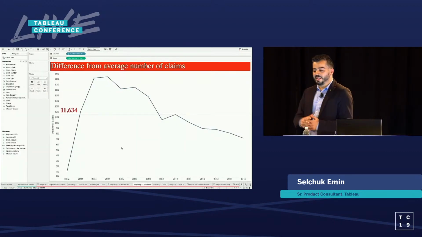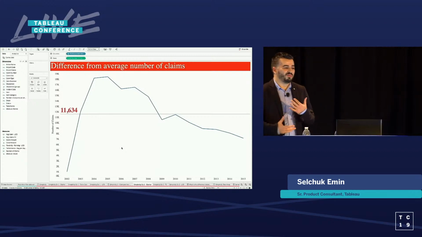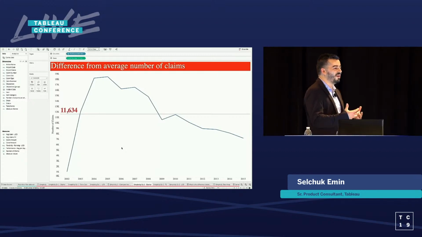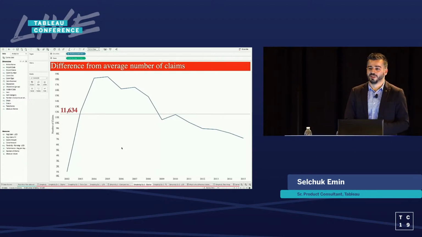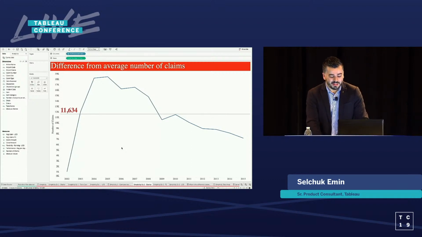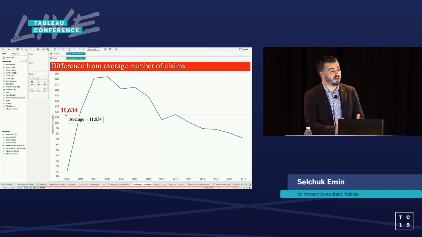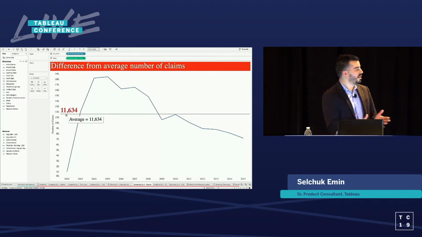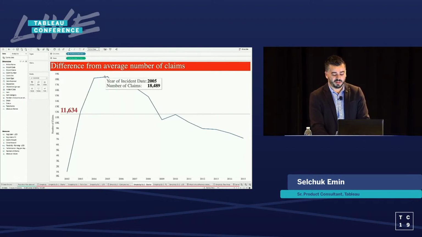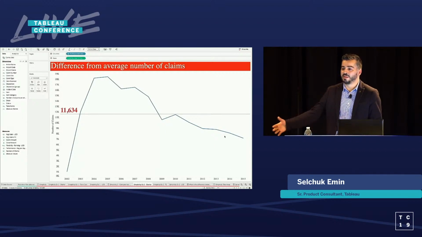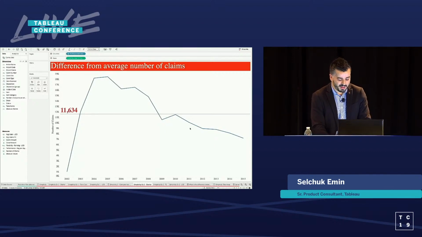So let's look at another example about this, which will show us when a table calculation could be simpler than LOD. In this case, we are looking at the total number of claims per year as a trend line. And I can see the average of those years is 11,000. So we had a peak of claims around 2004 and 2005. And then there was like a steep increase in the number of claims.